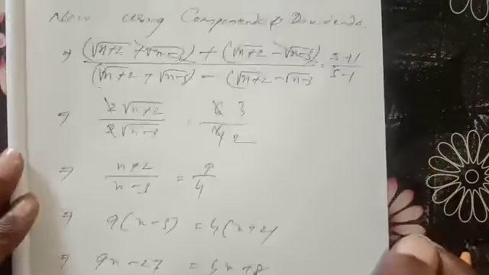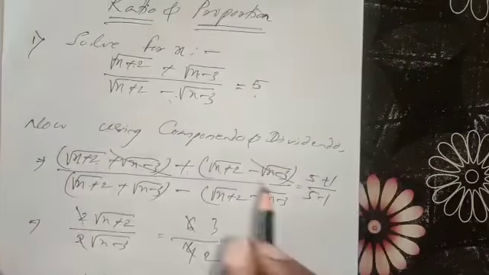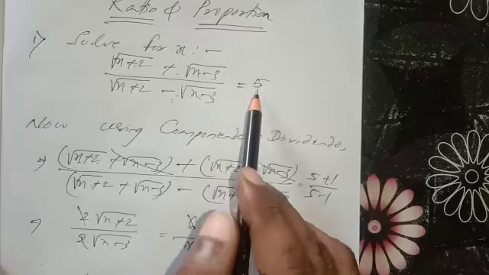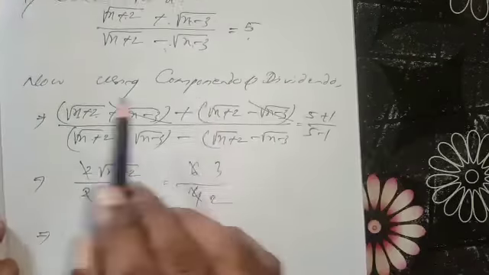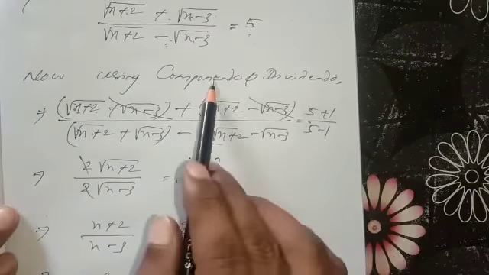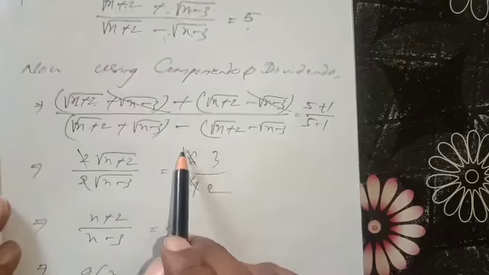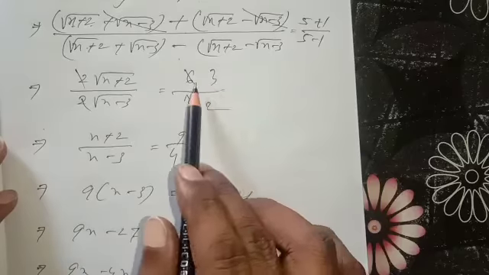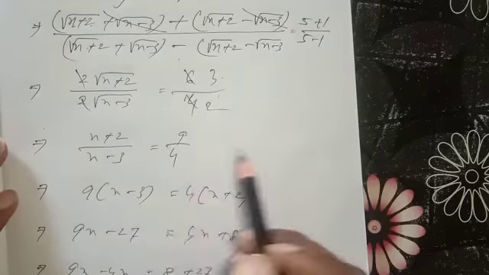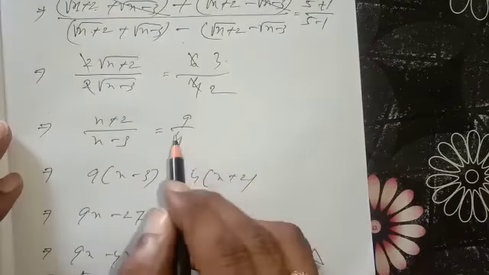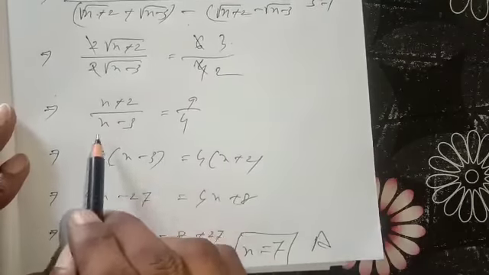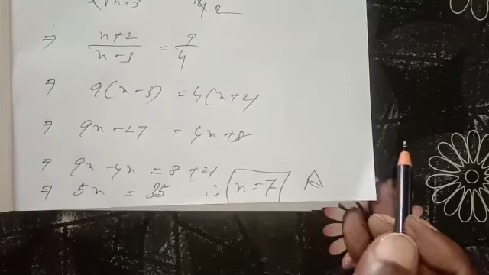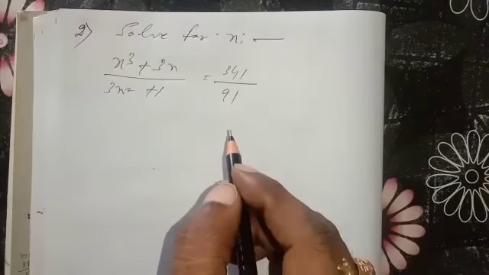Let me explain again. Question given: (√(x+2) + √(x−3)) / (√(x+2) − √(x−3)) is equal to 5. 5 means 5 by 1. By using componendo and dividendo, componendo means plus, dividendo means minus. You are getting this one, 2 cancels: 2 threes are 6, 2 twos are 4, so 3 by 2. Squaring both sides, 3 whole square 9, 2 whole square 4, the roots will cancel. After that cross multiplication, a linear equation, just solve for x. Let us go to the next number, number 2.